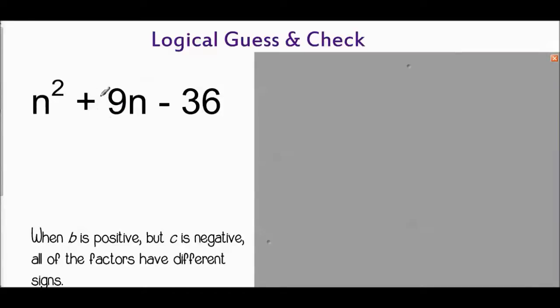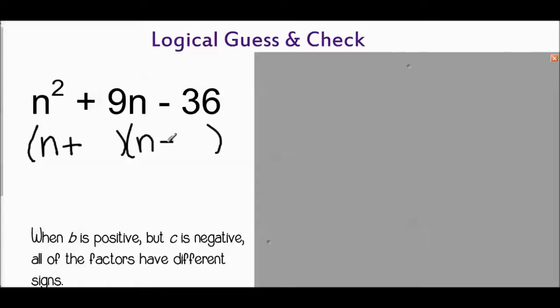Here, the B term is positive. The C term is negative. So when B is positive and C is negative, it's going to take a little bit longer because all the factors are going to have a different sign. Meaning that it's going to be n plus something in this binomial, and it's going to be n minus something in this binomial. I know this is the case because when I add them, I end up with a positive, but when I multiply them, I get a negative. In order to multiply and have a negative product, that means I have to have different signs.